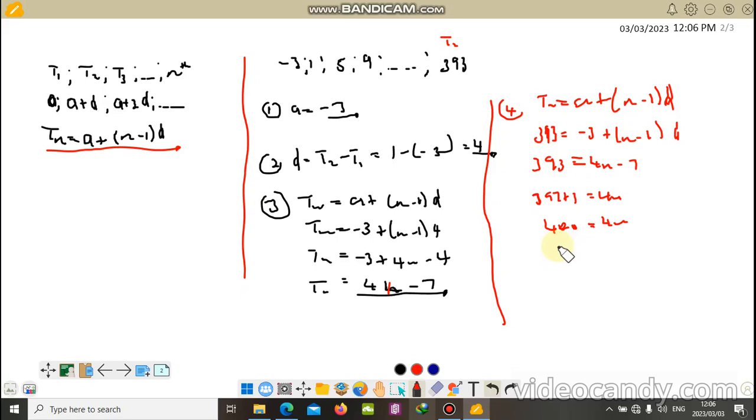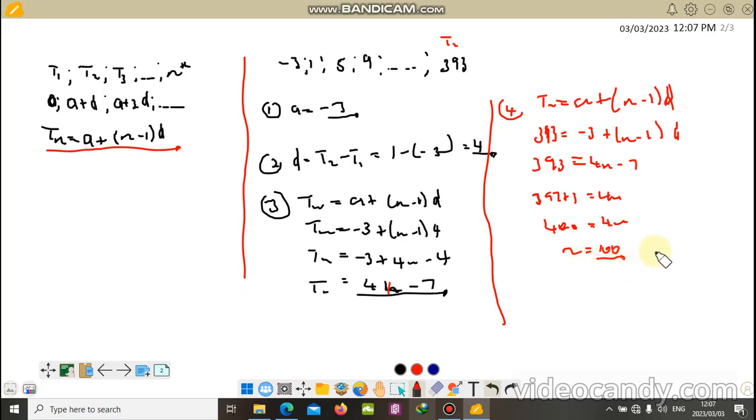400 divided by 4. Yes, I'm just checking if I did not make any mistake. Just check. Yes, so this would make sense. So it's 4n, 7, 400, 4. Alright, then n equals 100.